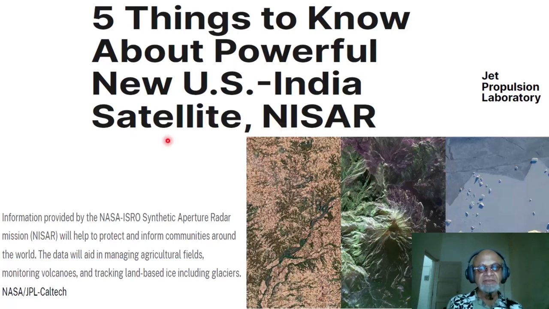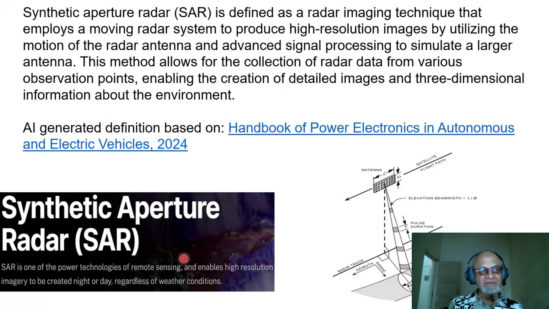So let's read this. I'm starting by saying I'm not an expert because somebody asked me to do this, and I thought I would take the material from JPL and ISRO and provide just a brief introduction. This is from JPL Caltech, which says 5 things to know about powerful new US-India satellite NISAR. This is the NASA-ISRO synthetic aperture radar mission, NISAR. The data will aid in managing agricultural fields, monitoring volcanoes and tracking land-based ice, including glaciers. We'll read a few more details as we go along.